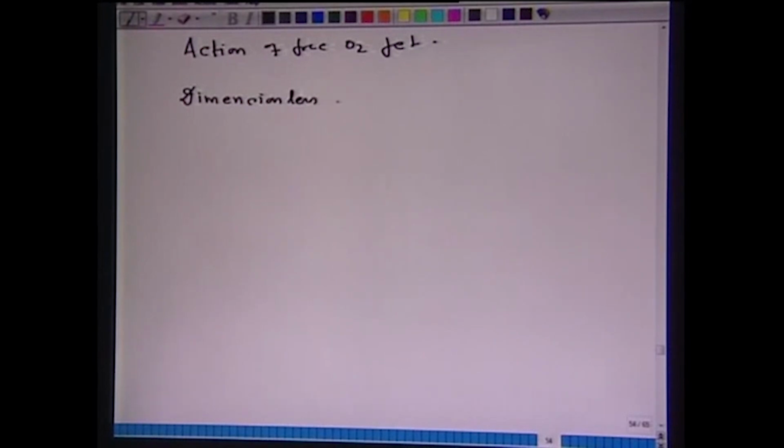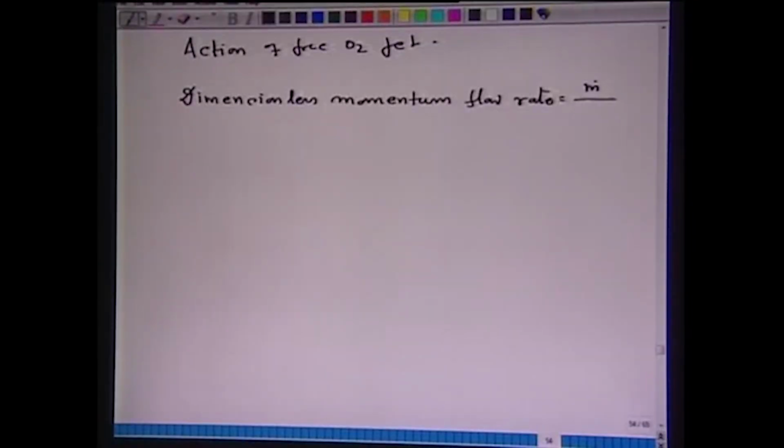Dimensionless momentum flow rate, in order to define the action of the jet at a particular distance, is equal to m dot upon rho L g into x cubed, where m dot is the momentum flow rate, rho L is the density of the liquid in kilogram per meter cube, and x is the distance.